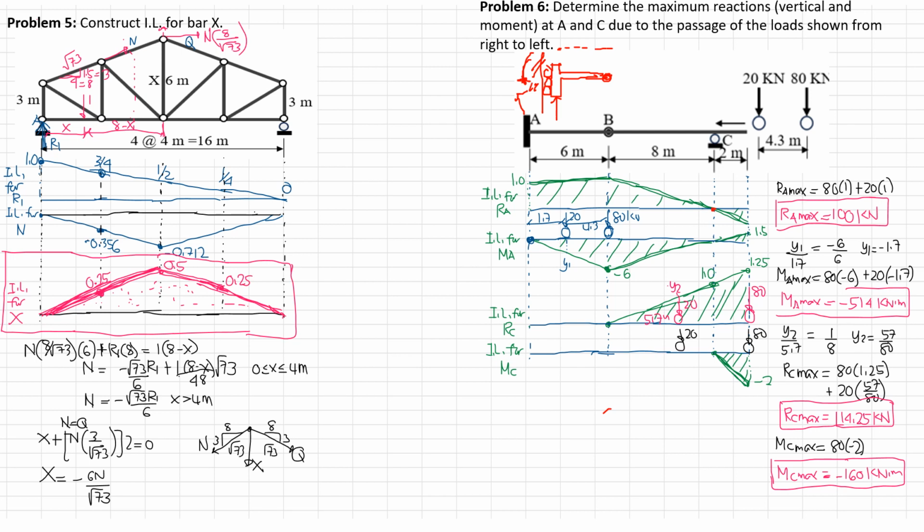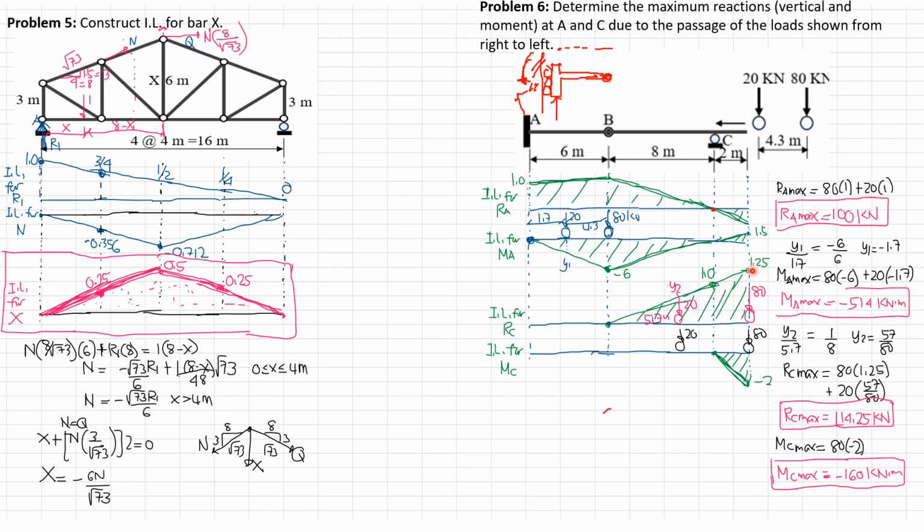Then for moment at A, we replace this with a hinge, then apply that moment, then this part will pivot like that. It will not move away from this hinge, and this is the influence line for moment at A. Then for R sub C, we simply push this upward, so that's why this is the influence line for R sub C, and that's 1.0 there.